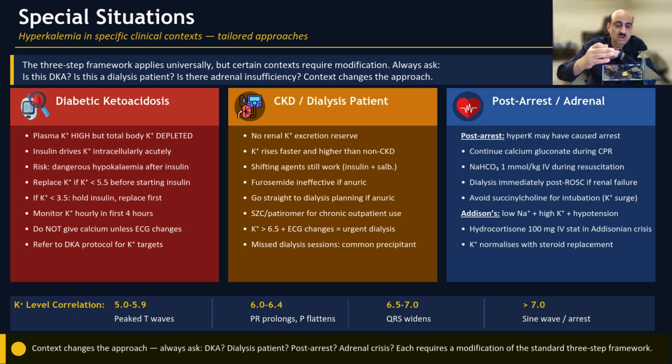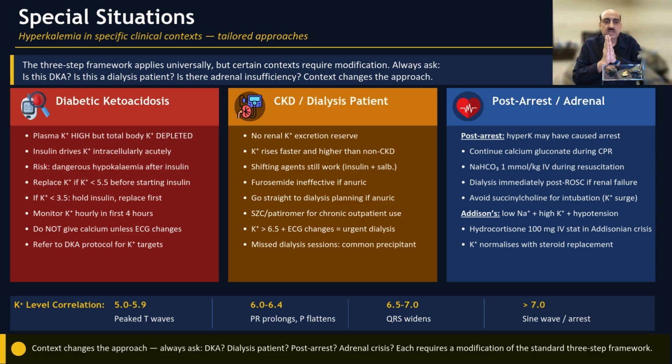protocol is extremely crucial. You already know if the potassium is above 5, you don't replace. If it's between 3.5 to 5.5, you replace according to the protocol, which is usually like 20 millimoles. If it's below 3.5, you replace 40 millimoles, etc. And you have to stop insulin if the potassium goes below 3.5, because you don't want further shifting. So depending upon your protocol, local policy and guideline, use it. And you have to frequently monitor and adjust the potassium and insulin and glucose replacement accordingly. Do not give calcium unless you have ECG changes in patients with diabetic ketoacidosis, and refer to your local protocols.